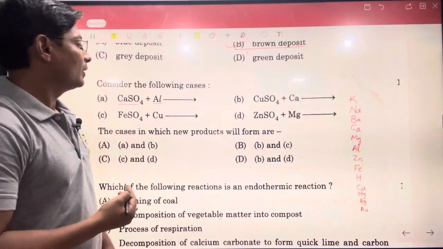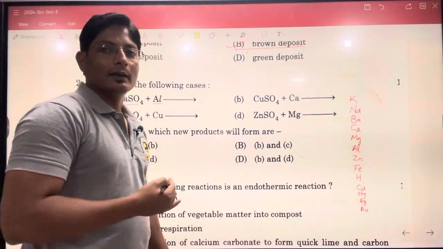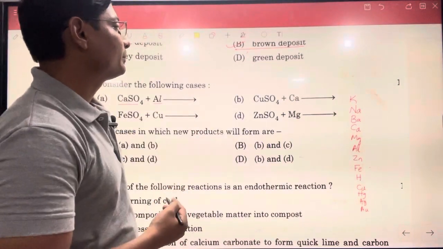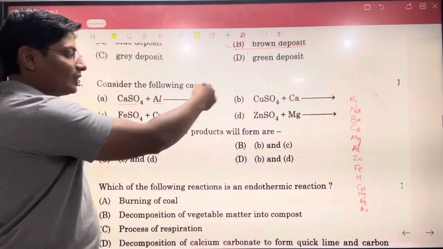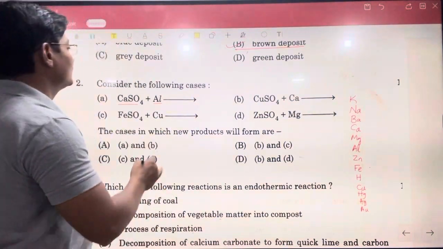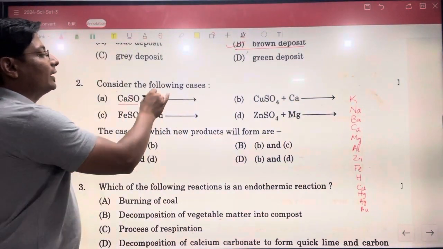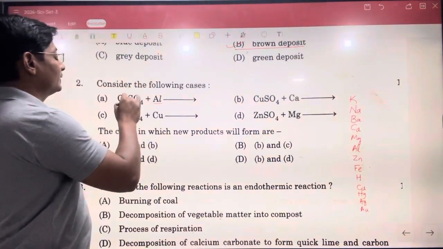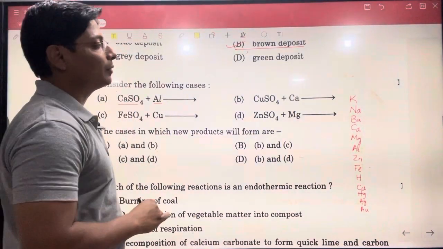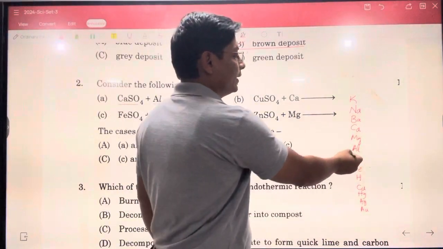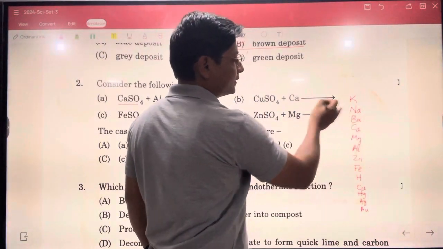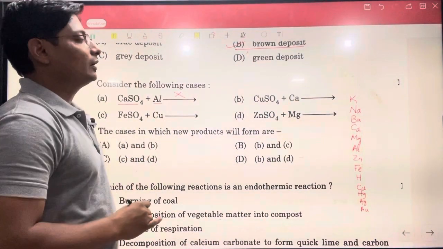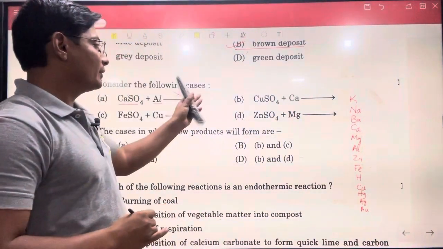So therefore, for displacement to occur, we know that the metal has to be at the upper end in the reactivity series than the other metal whose salt is present. For example, here CuSO4 is a salt and Al is the other metal. So Al can displace Cu only if Al is present above Cu. But here, if you observe, Al is at a lower position than Ca, so therefore there cannot be displacement by Al. So therefore it does not give any product.